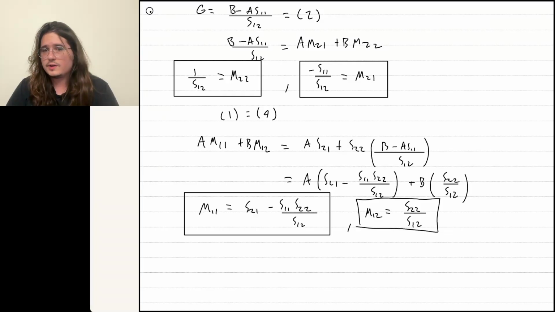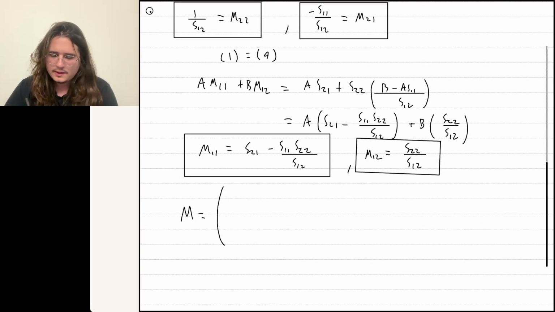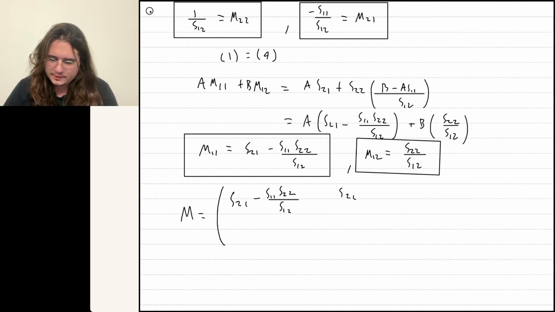So now we can construct M, the entire matrix. M is going to be equal to: M11 was S21 minus S11 S22 over S12. M12 was S22 over S12. M21 was minus S11 over S12. M22 was 1 over S12.